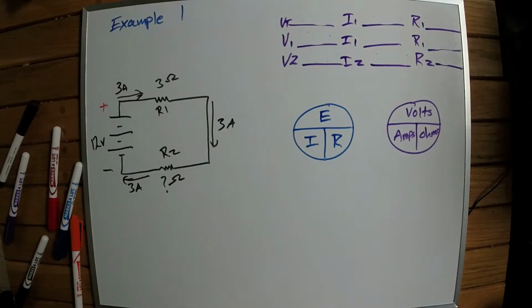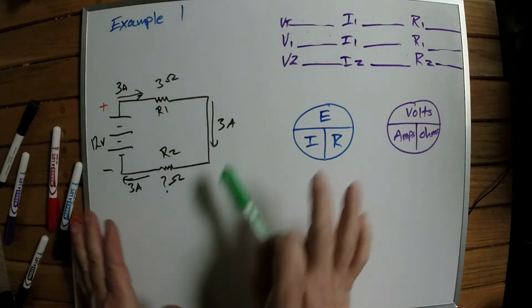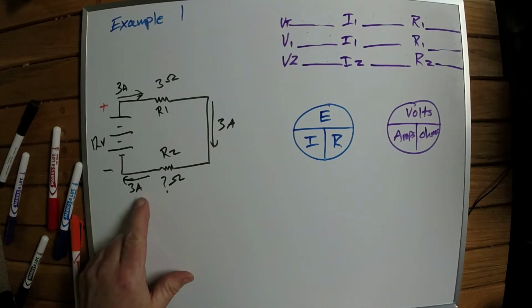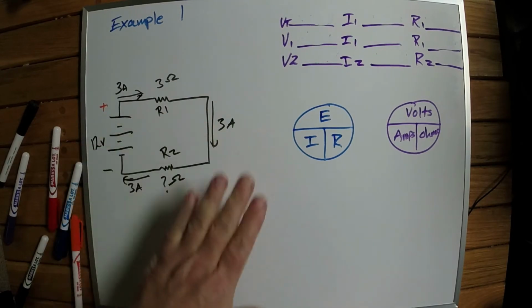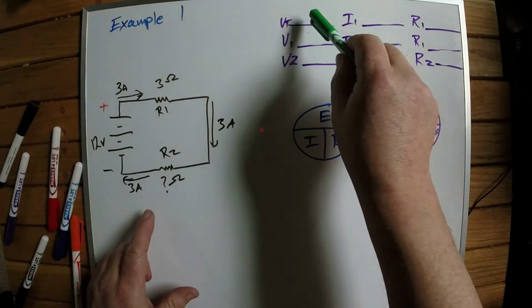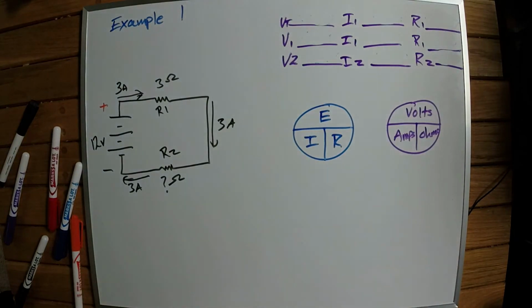Here's a simple series circuit. We've identified it here, and what we need to find out is the resistance value of this resistor. After we've identified the circuit, I want to fill in my known values up here, and then we'll go from there.